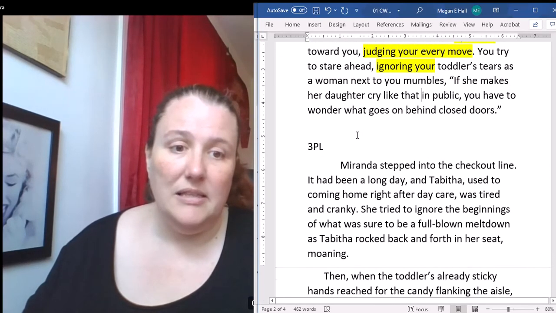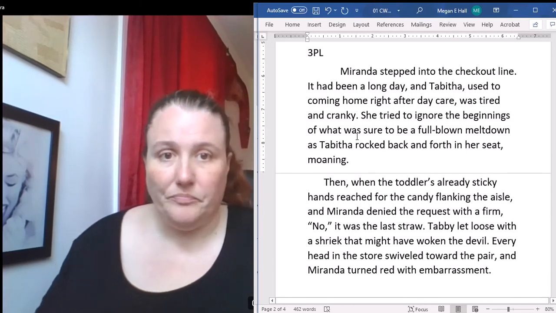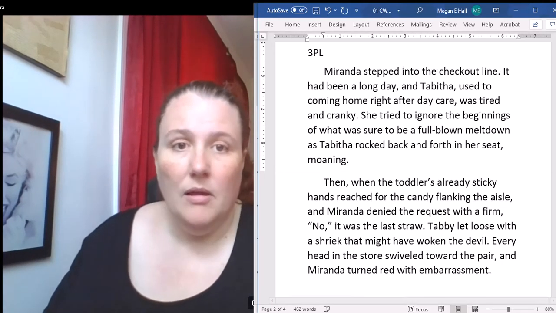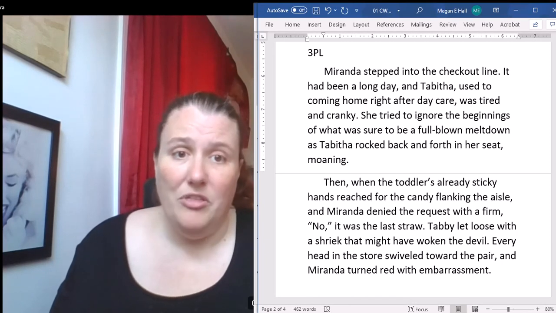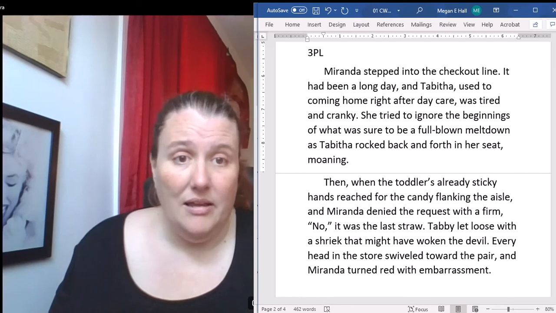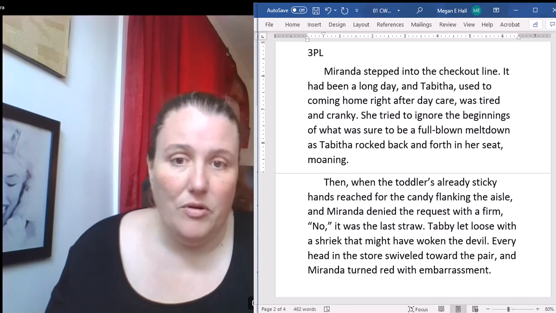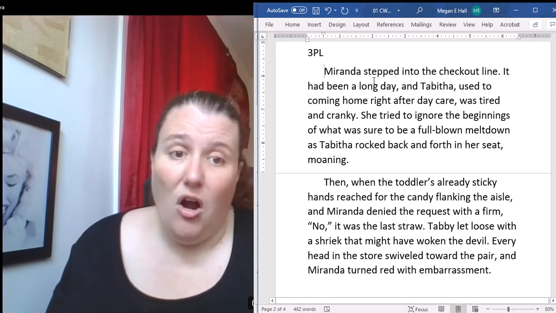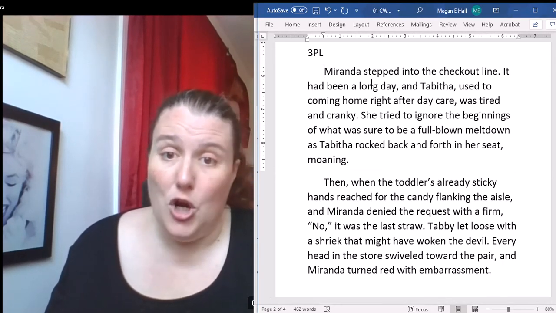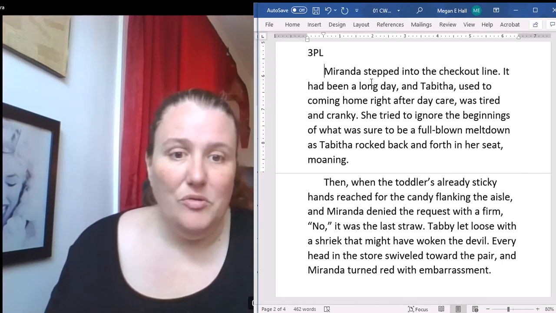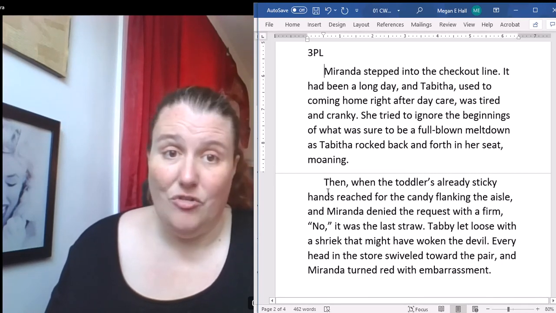Let's take a look at third person limited, and then we're going to open it up to third person omniscient. So now we have a name for the mom, Miranda. Miranda stepped out into the checkout line. It had been a long day, and Tabitha, used to coming home right after daycare, was tired and cranky. She tried to ignore the beginnings of what was sure to be a full-blown meltdown as Tabitha rocked back and forth in her seat, moaning. Then, when the toddler's already sticky hands reached for the candy flanking the aisle, and Miranda denied the request with a firm no, it was the last straw. Tabby let loose a shriek that might have woken the devil. Every head in the store swiveled toward the pair, and Miranda turned red with embarrassment.